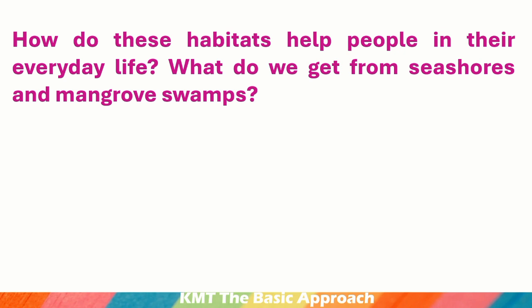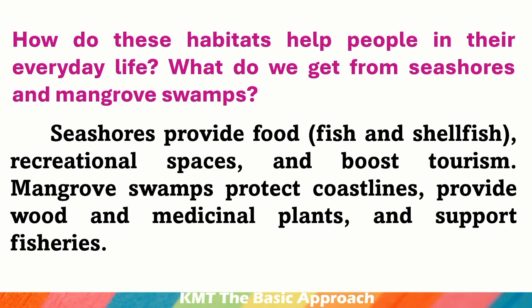How do these habitats help people in their everyday life? What do we get from seashore and mangrove swamps? Very good! Seashores provide food like fish and shellfish, recreational spaces, and boost tourism. Mangrove swamps protect coastlines, provide wood and medicinal plants, and support fisheries.